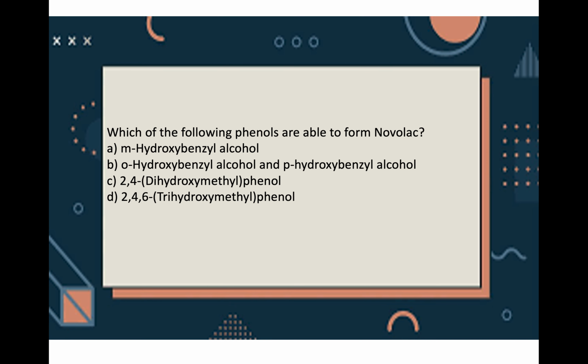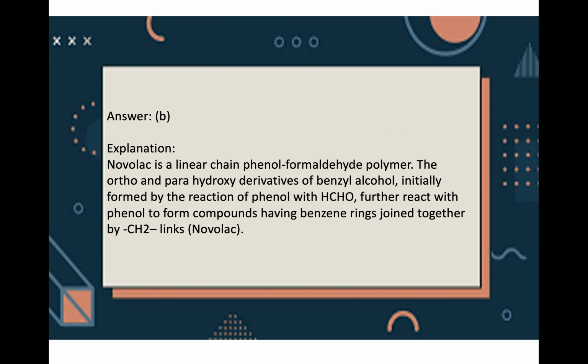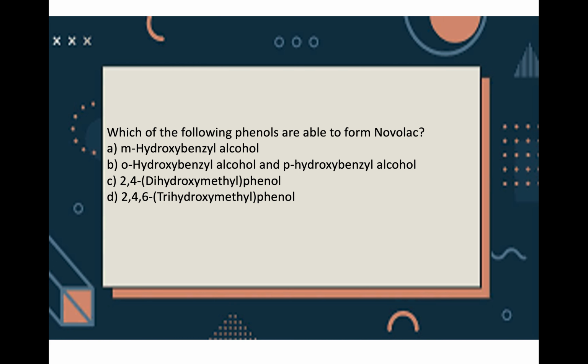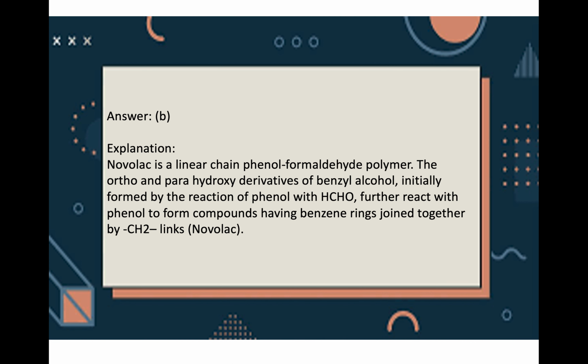as a catalyst. Now, which of the following phenols are able to form novolac? A, m-hydroxybenzyl alcohol, B, o-hydroxybenzyl alcohol and p-hydroxybenzyl alcohol, C, 2,4-dihydroxymethyl phenol, and D, 2,4,6-trihydroxymethyl phenol. So the answer is option B, o-hydroxybenzyl alcohol and p-hydroxybenzyl alcohol, ortho and para.